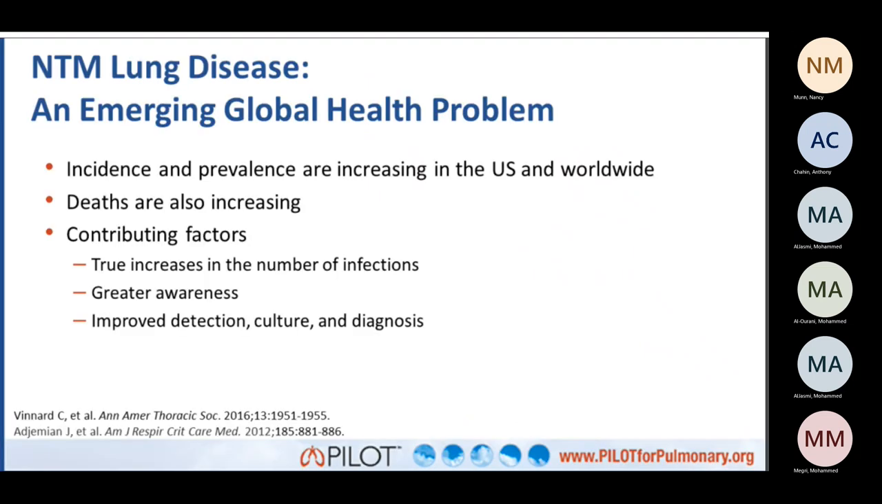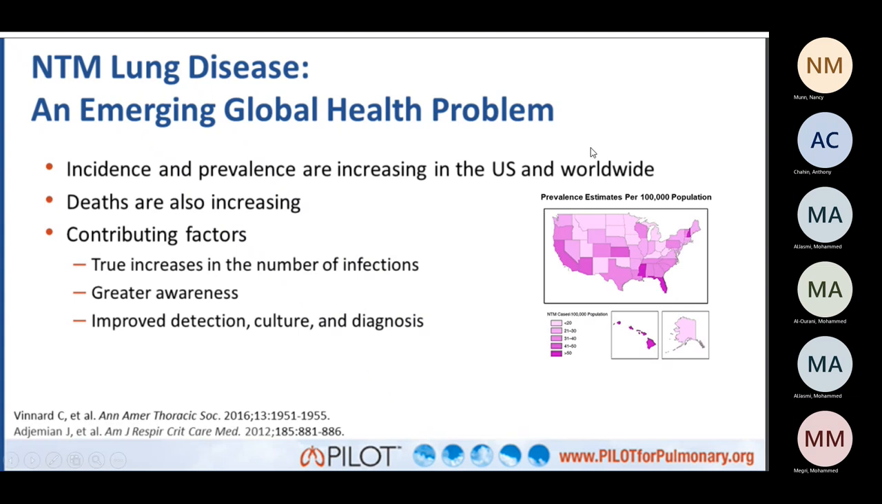Okay. So there's increasing prevalence of the infection here in the US, but also worldwide. And like I said, the disease causes mortality and morbidity for these patients. Now we're seeing more of these cases, or we're diagnosing more. It could be because we have better diagnostic tools, but there's a real increase in the incidence and the number of infections, and there's more awareness. That's why you see more cases reported right now, and you hear about the infection more often than we used to.